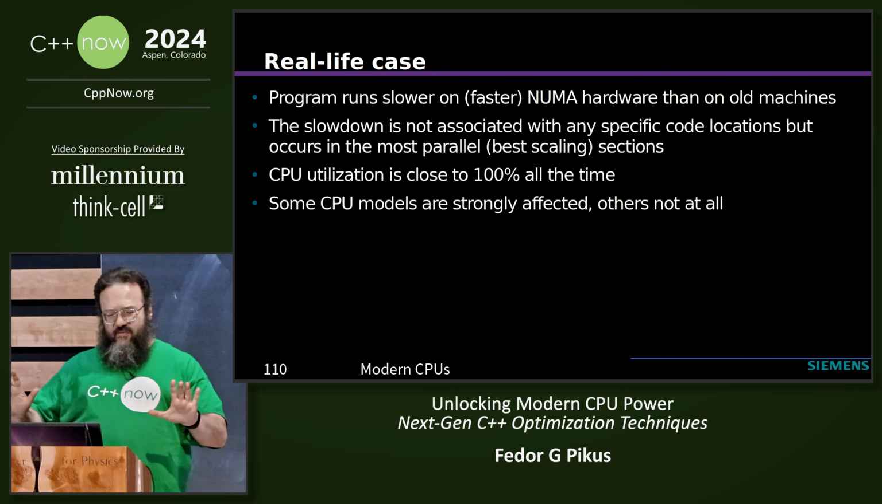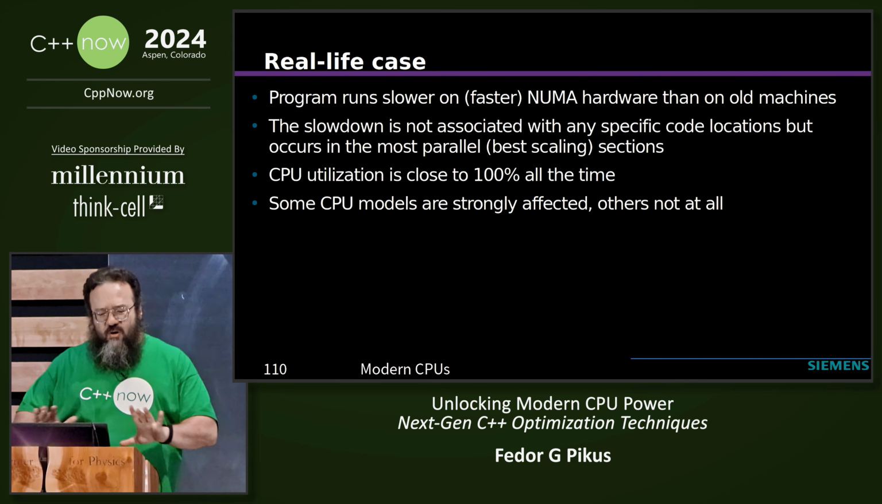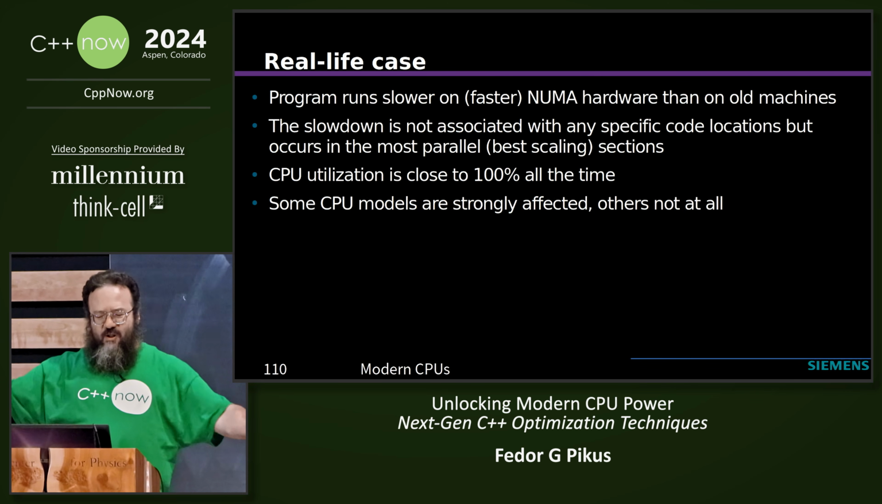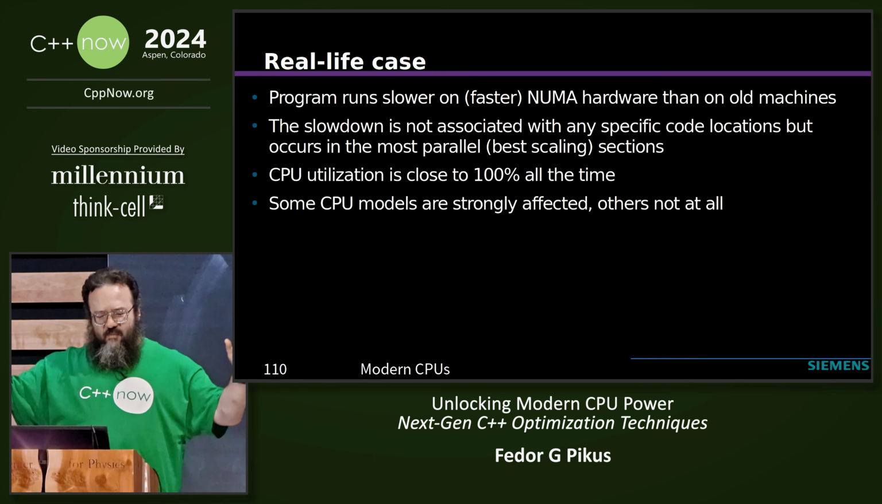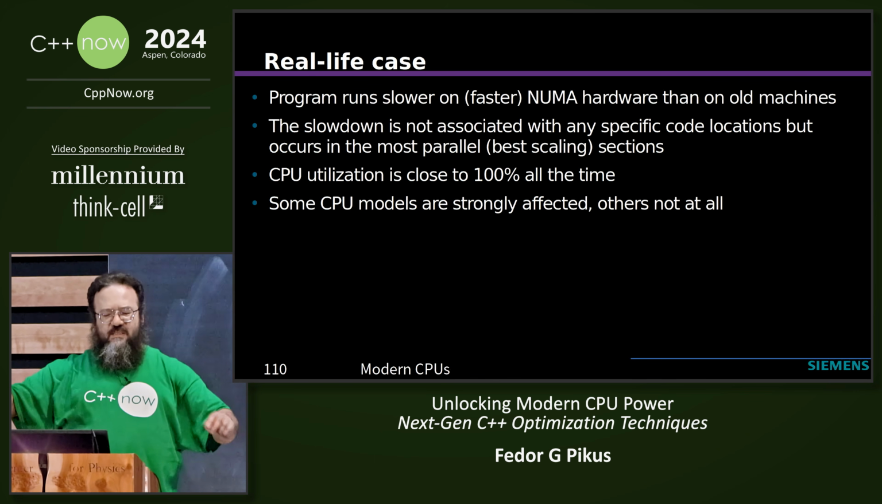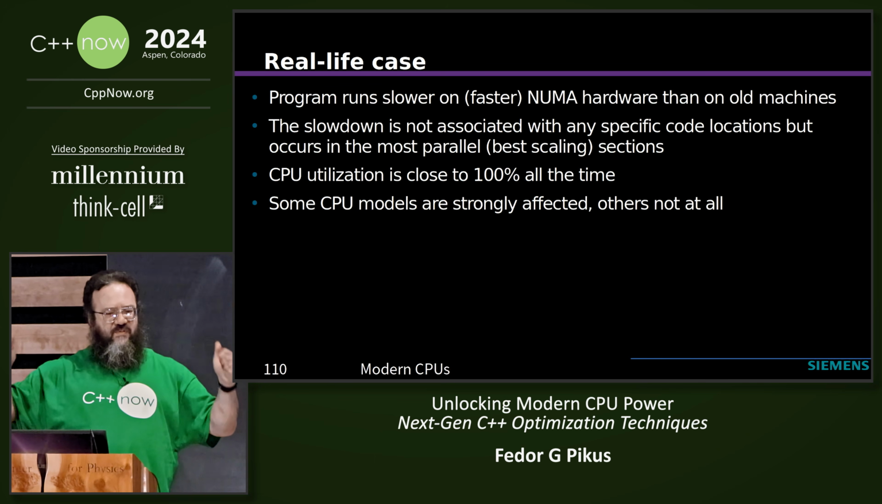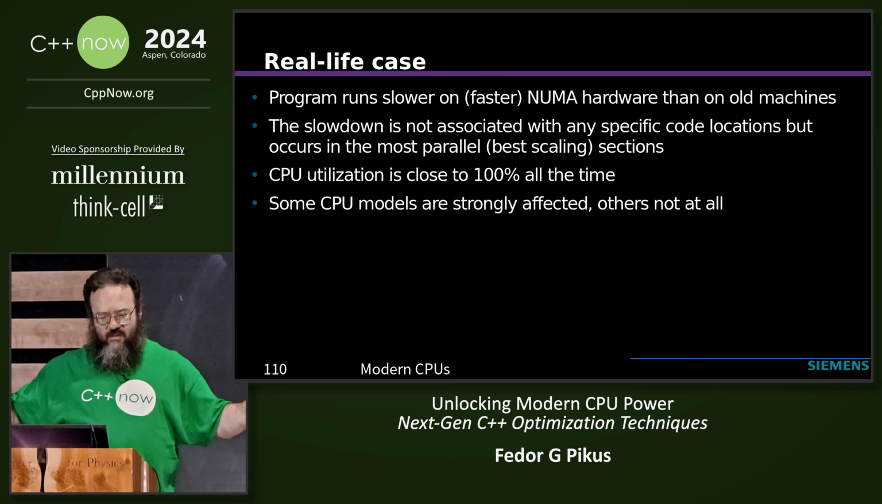Okay, final real-life case. This one you need to know. Same story: we buy new hardware, very expensive, and the program runs slower. The slowdown is not associated with any specific code, but it does occur in the best scaling, most parallel sections of the code. The CPU utilization this time is 100%.